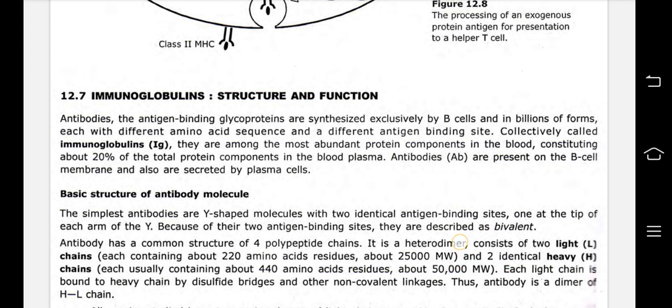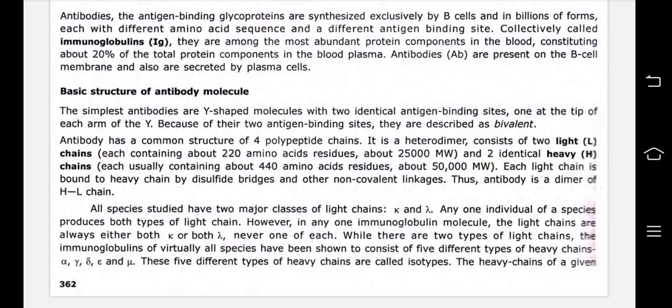So, basic structure of the antibody molecule. The simplest antibodies are Y-shaped molecules with two identical antigen binding sites, one at the tip of each arm of the Y. Because of the two antigen binding sites, they are described as bivalent. Antibody has a common structure of four polypeptide chains. It is a heterodimer consisting of two light chains, each containing about 220 amino acid residues, about 25,000 molecular weight, and two identical heavy chains, each usually containing about 440 amino acid residues, about 50,000 molecular weight. Each light chain is bound to a heavy chain by disulfide bridges and other non-covalent linkages. Thus an antibody is a dimer of H2L2 chains.